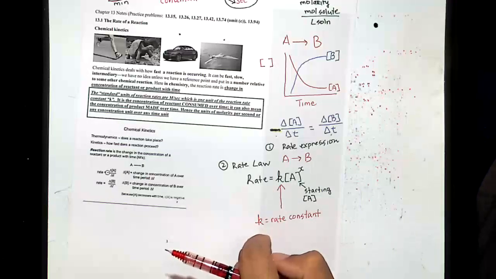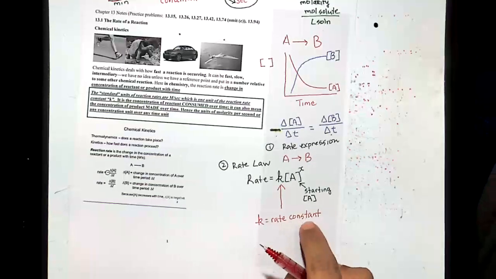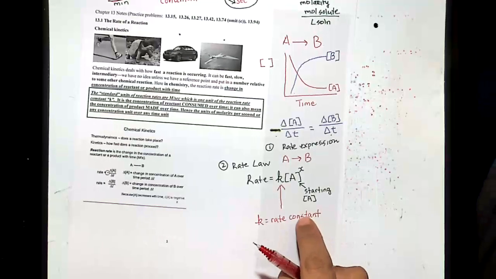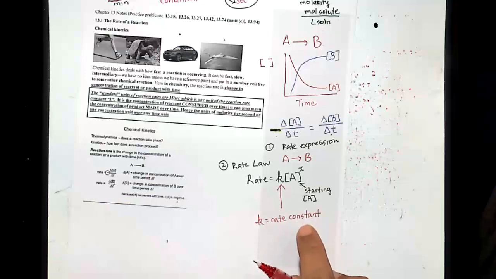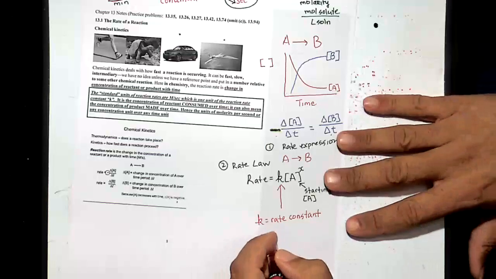Is this something that I will give you on the exam? No. Why? Because there's millions of reactions. I can't give you millions of rate constants. There's also millions of temperatures, and every rate constant will be different at a given temperature. So we have to find this. In our homework problems, quiz problems, and test problems, we have to find it.